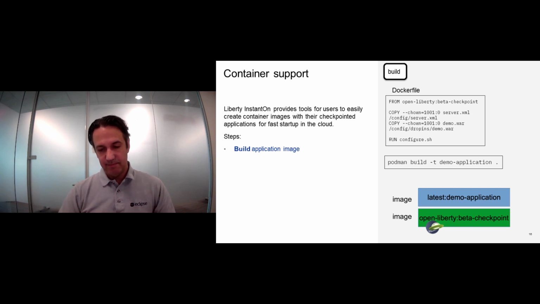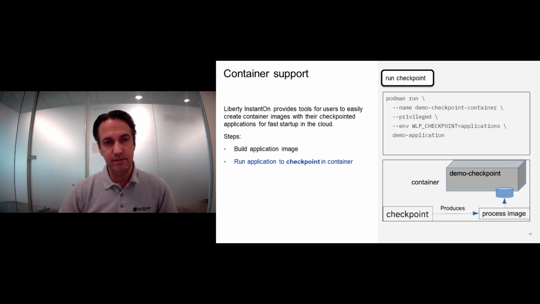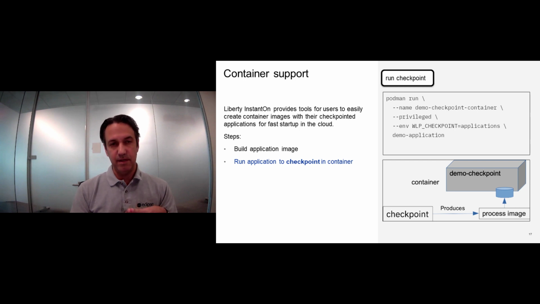And then the next step would be to go ahead and add a layer on top of that that is going to do the checkpoint. So the way we do this is by using Podman to run that particular application image that you just built, but then you're passing some additional parameters in order to do the checkpoint. So here I'm passing in this WLP checkpoint, and I'm telling it to checkpoint add applications, that last possible phase.